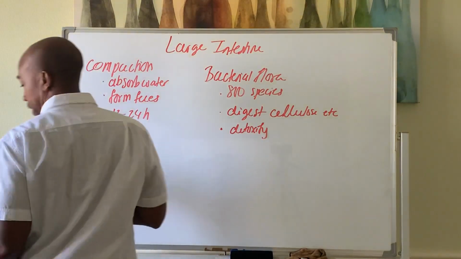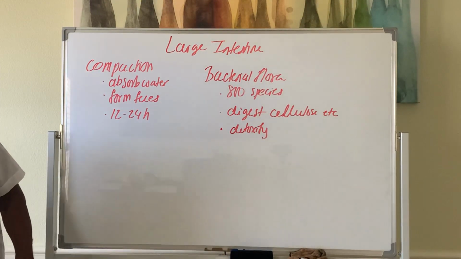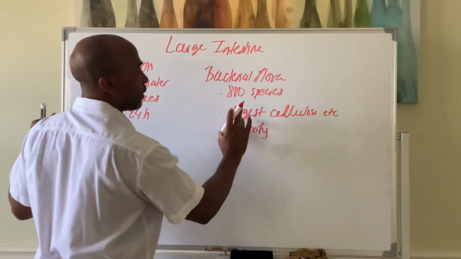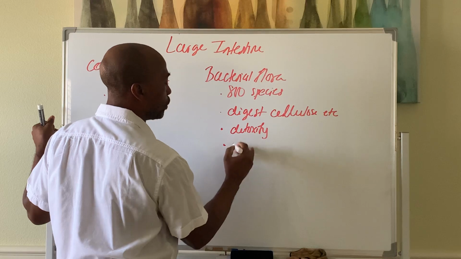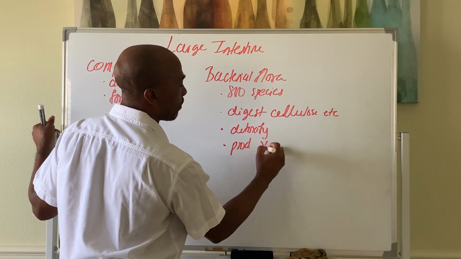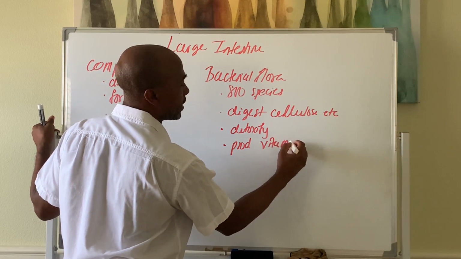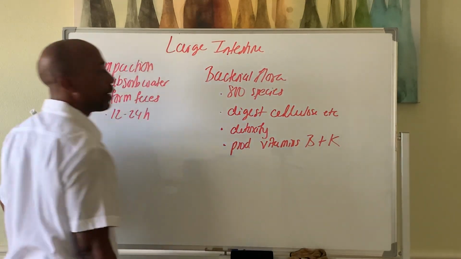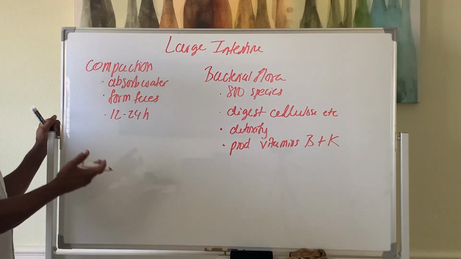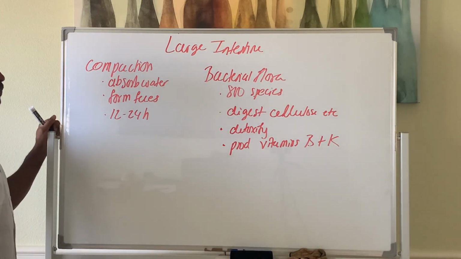Okay, now here as well. So not only do they break down your plant material, they also help to produce vitamins for us. So vitamins B and K are also produced by the bacteria, and then that gets pulled back into our system.